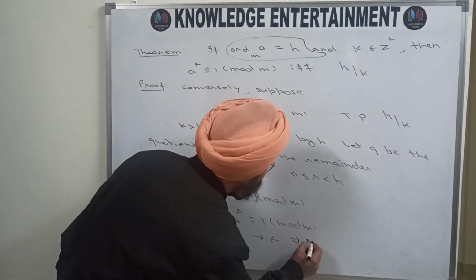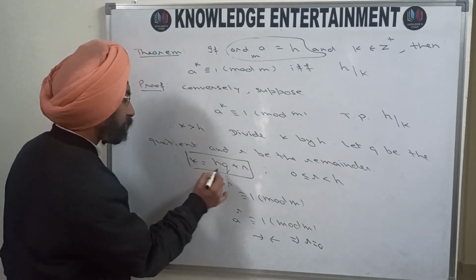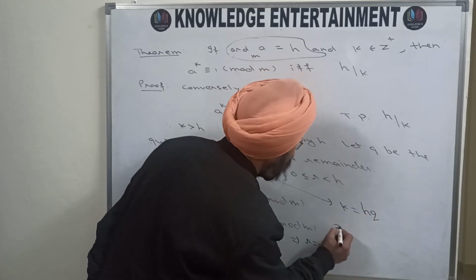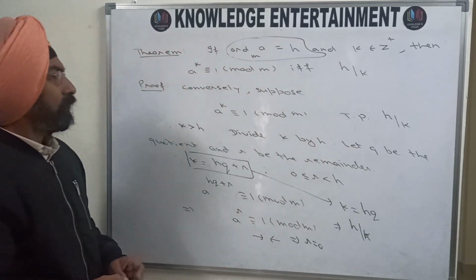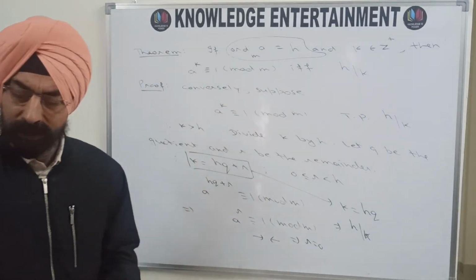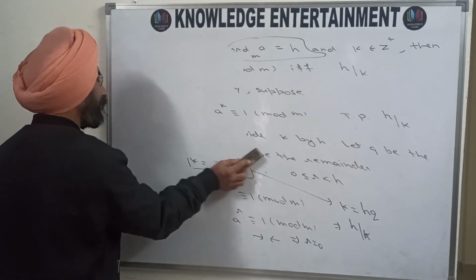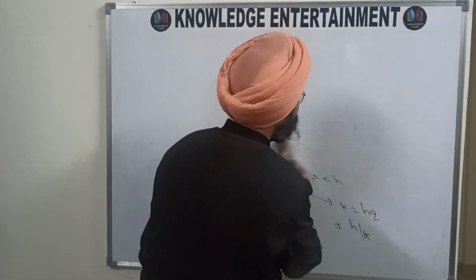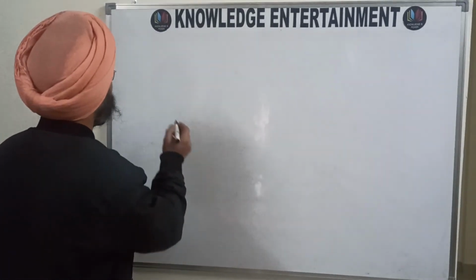So this means R is 0. And if R is 0, from here you get K is equal to HQ, and this implies H divides K. What is the required result to be proved? So this is the theorem which we have proved, the direct part as well as the converse of this theorem. Let us see another corollary of this theorem, a very easy result.